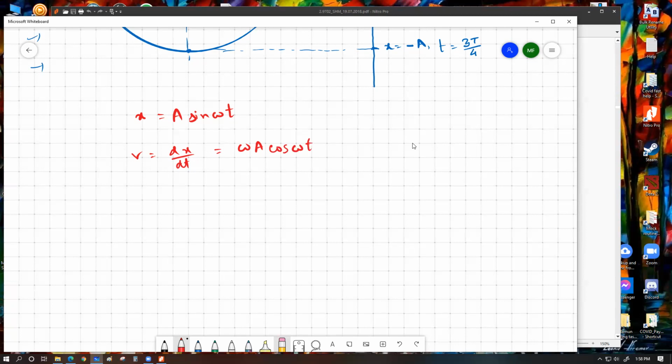Sin becomes cos and the omega comes as the multiple of the whole expression. If I want to get the acceleration out of this expression, this is going to be dv by dt, or basically the double derivative, the second derivative of x with respect to dt squared. I'm going to now try to differentiate this.